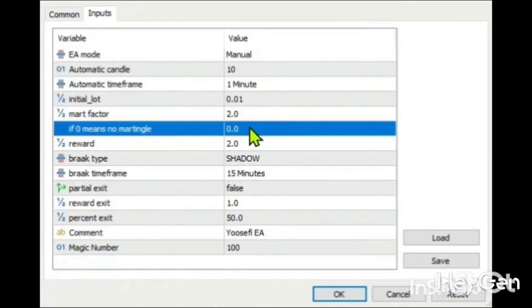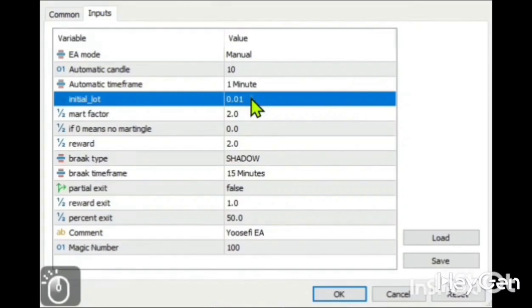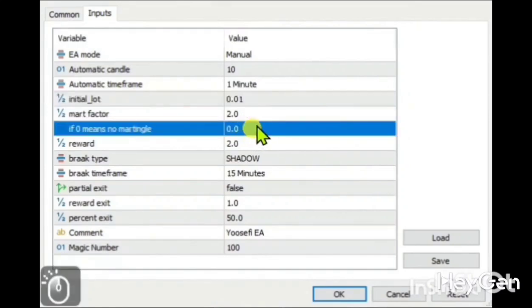Determine the reward level to close at. Set the reward to 2, 3, 5, or any level you want. I recommend 2. Determine breakout through shadow, price action, or candle close. If choosing candle close, specify the break time frame. I see it in the 1-minute time frame for the current setup.